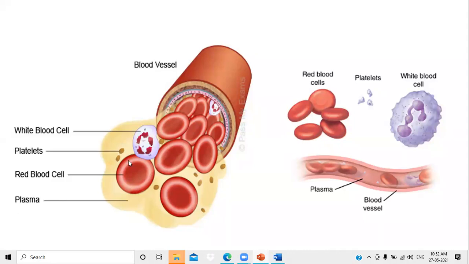All right. Now, what are the blood cells that are carried by the plasma? You have the red blood cells, which give the blood its color. And white blood cells.